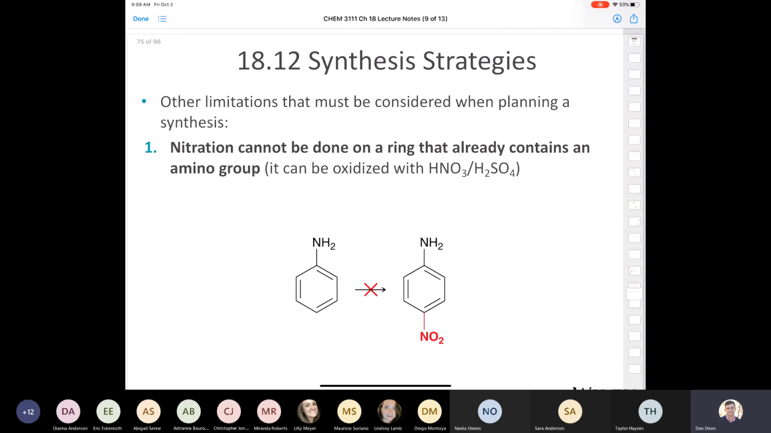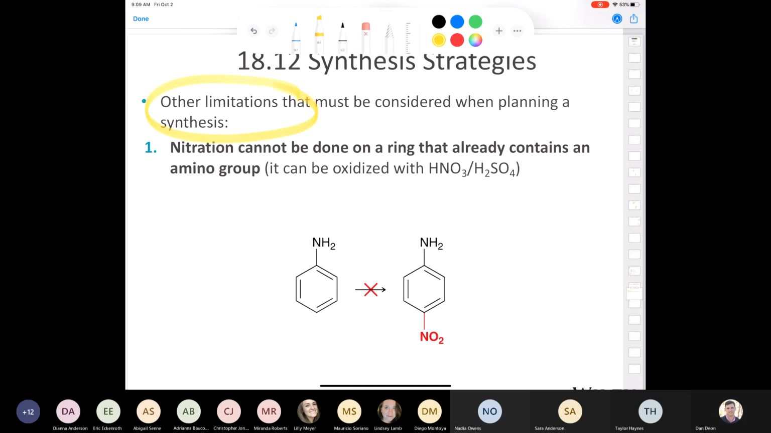What other limitations are there? Okay, there are some more exceptions to the rules. So I want to draw your attention to this because these are important. Other limitations that must be considered when planning a synthesis. First of all, nitration cannot be done on a ring that already contains an amino group. And the reason why you can't do that is because that amino group can be oxidized in the presence of nitric acid and sulfuric acid.